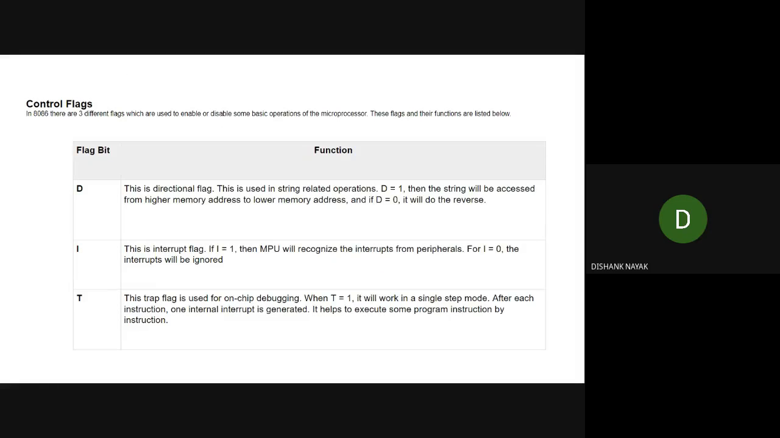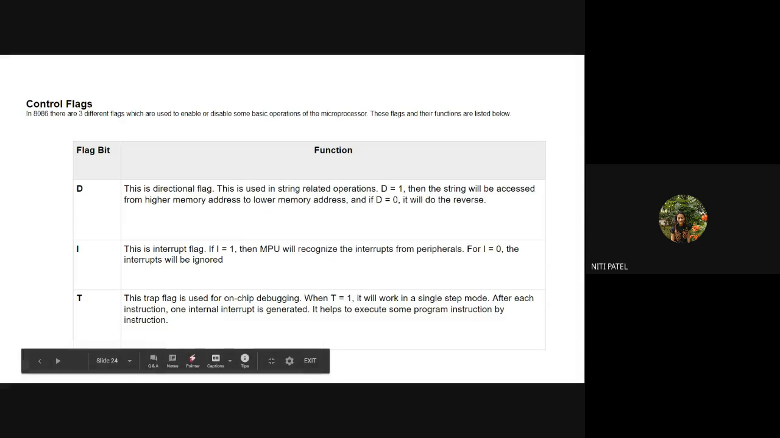Yes, ma'am. Okay. Then the last is the direction flag. What is this direction flag? This is used in string operations. That means in a program, if you have a string operation, this flag will be used. If your program does not have any string operation, at that time this flag won't be set. Now what is happening? It will be set either to 1 or to 0. When it is set to 1, the string will be accessed from higher memory address to lower memory address.